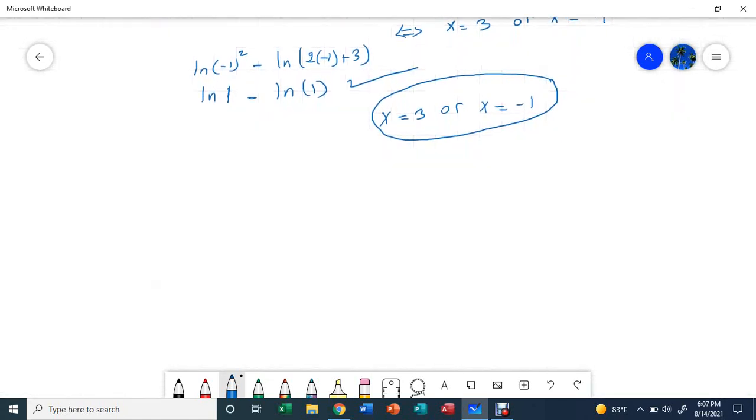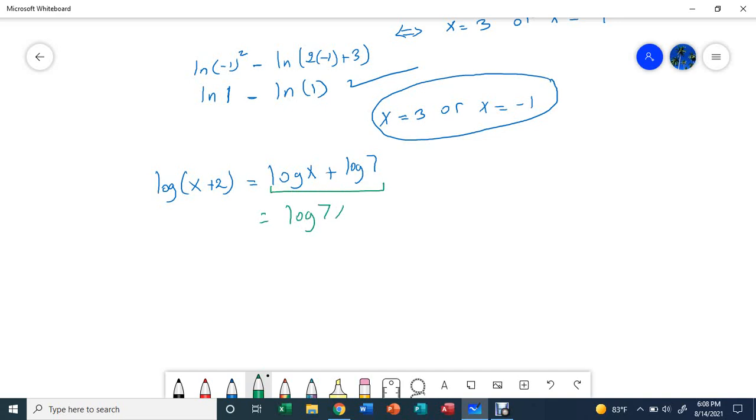So for example, if I'm solving this equation, log of x plus 2 equals log of x plus log of 7. On this side here, I can use the product rule and change it to log of 7x by the product rule.